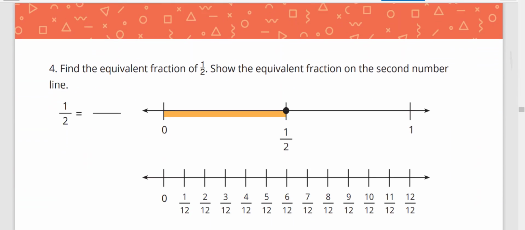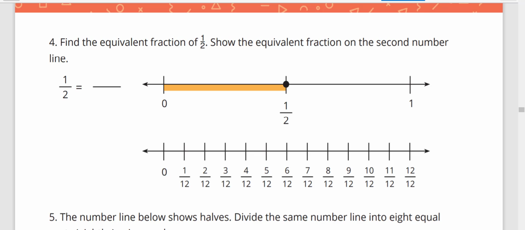The next page. Find the equivalent fractions of half. Show the equivalent fraction on the second number line. Okay, this part, half, is equal to this part. The second number line is divided into 12. How can we know? We know by our denominator. Our denominator is equal to 12. So the number line is divided into 12.